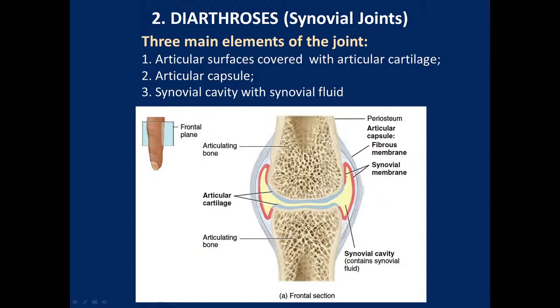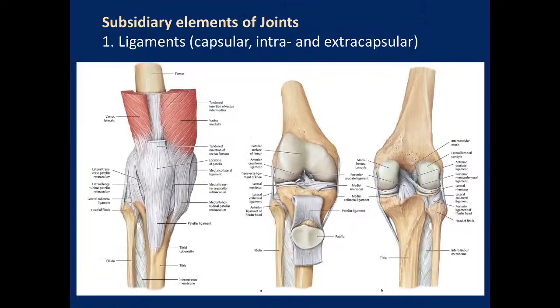You could also see that articular capsula has two layers. The first one, the external layer of the capsula, is a fibrous membrane, but the internal layer is a synovial membrane. And typically all joints have the two-layer articular capsula.